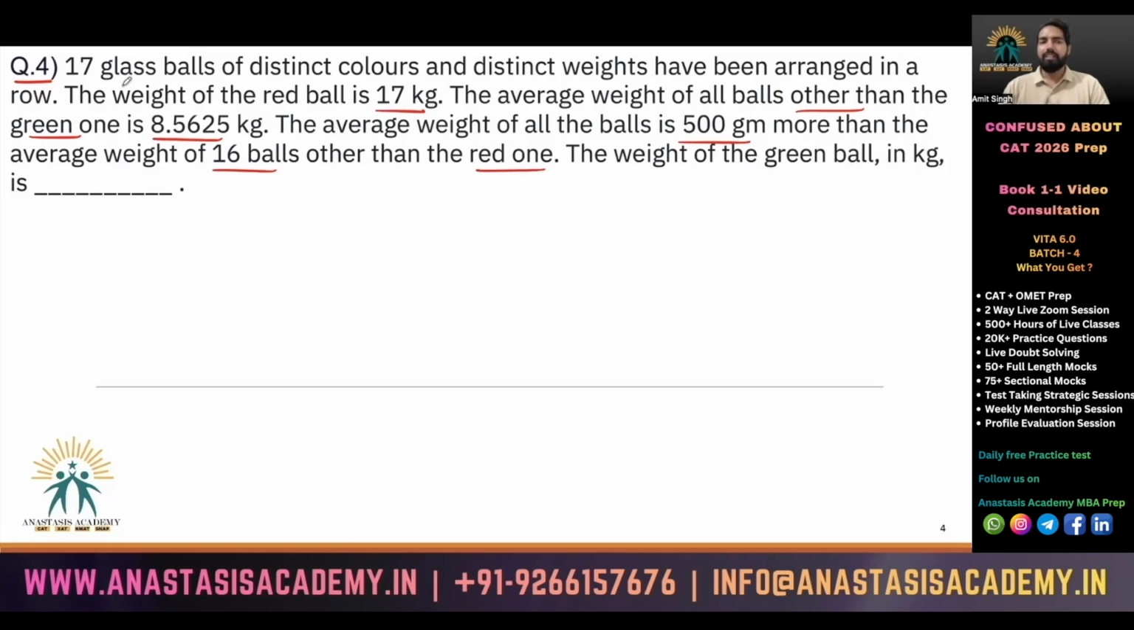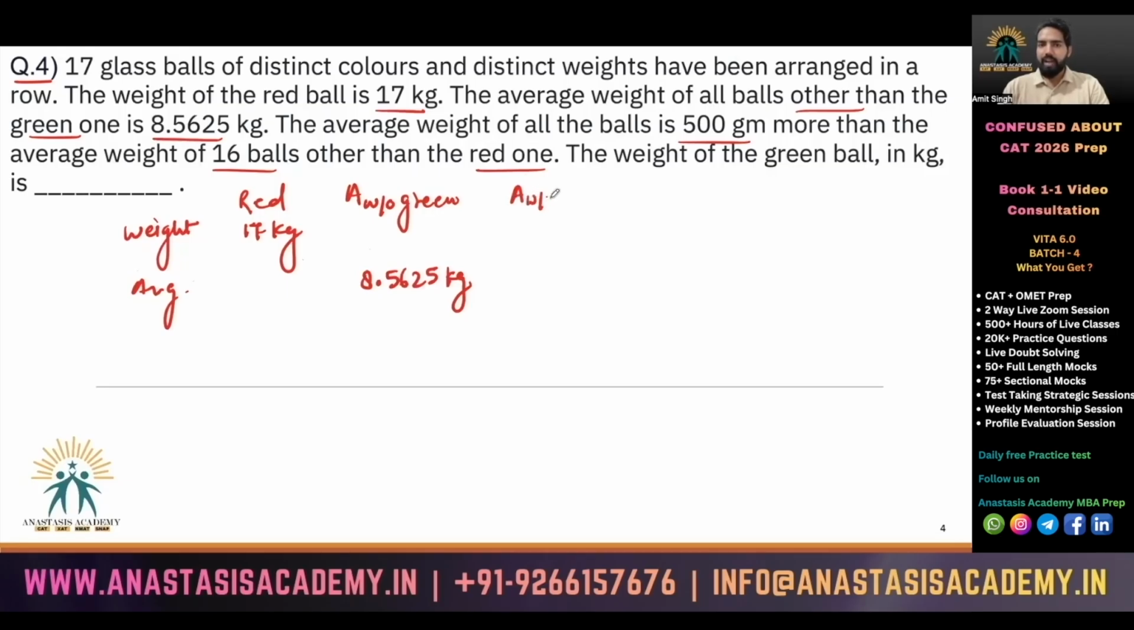Okay, so there are a total of 17 balls, and the weight of the red ball is given as 17 kg. Then the average weight of all balls other than the green one, so average without green, I'm writing the average here, is given as 8.5625 kg, right? And the average of all the balls is 500 grams more than the average weight of 16 balls other than the red one.